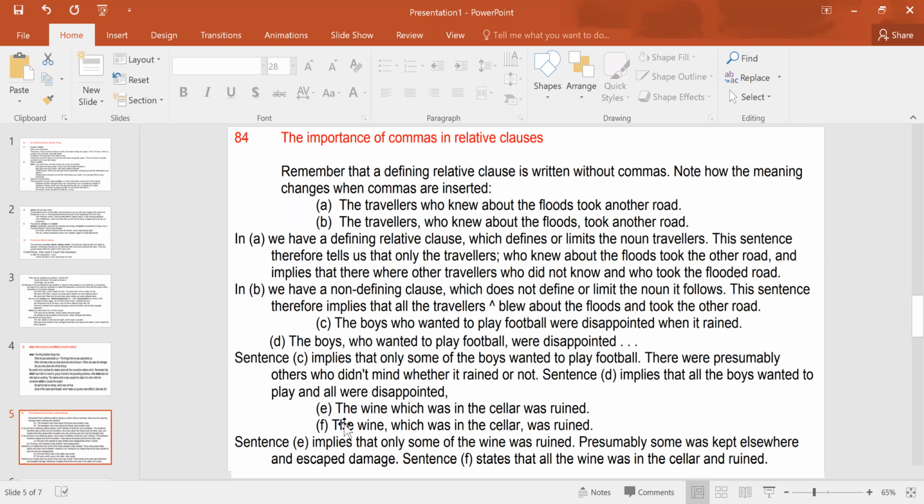And the same is the case in E and F. The wine which was in the cellar was ruined. The wine, comma, which was in the cellar, was ruined. Sentence E implies that only some of the wine was ruined. Presumably, some was kept elsewhere and escaped damage. Whereas sentence F implies that all the wine was in the cellar and got ruined.